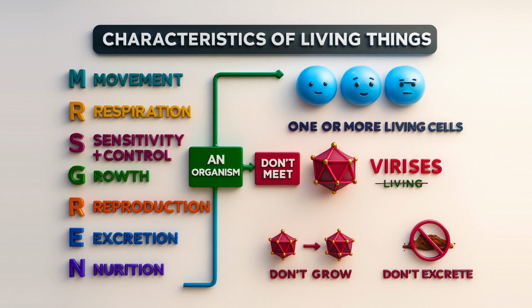One final point is that viruses are not considered living things, even though people sometimes refer to them as organisms. This is because they do not meet the 7 criteria. For example, viruses do not grow over time or excrete waste in any form, so they are not classified as living. That concludes this video.